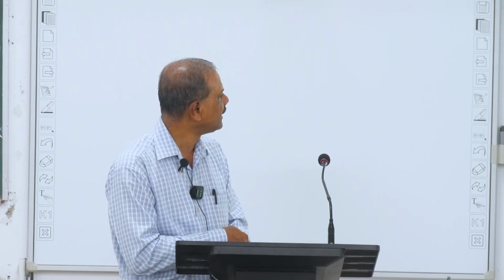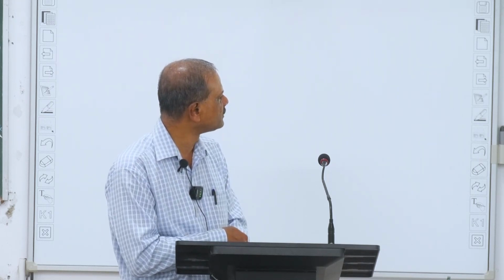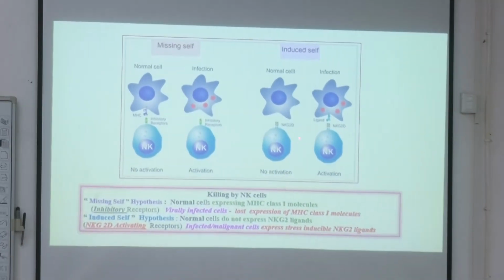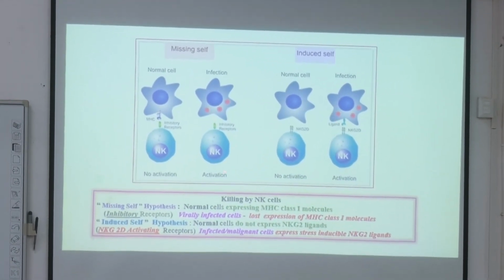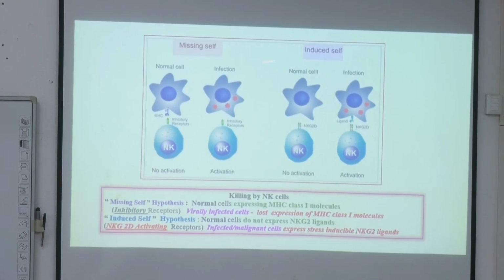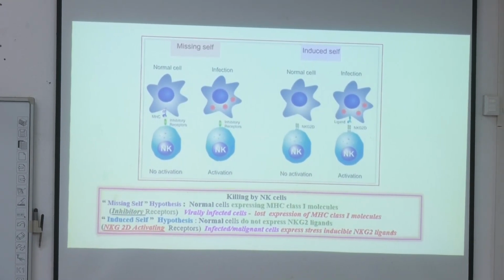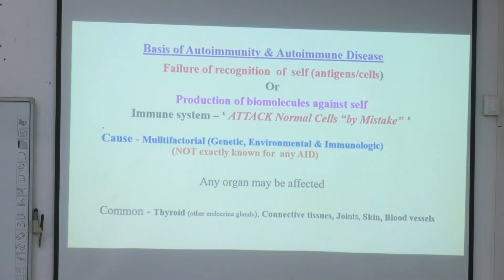So there are two mechanisms, one is missing self, one is induced self. You can see here in the normal cell we have MHC class 1 molecules, but the moment we get infected, there is a deletion of this MHC class 1 molecule, and the NK cells, that is natural killer cells, will kill this infected cell. There is another mechanism, an inhibitory receptor, which does not allow the normal cell to be bound. But when the infected cell expresses something like that, it binds with that antigen and then it kills. So the missing self hypothesis and the induced self hypothesis are there to differentiate between self and non-self.